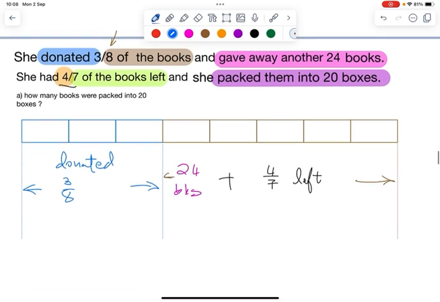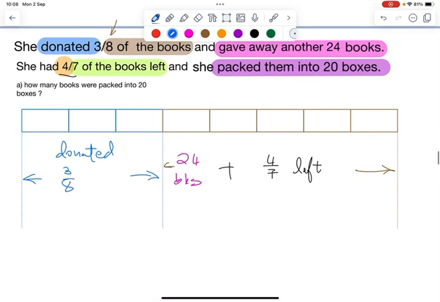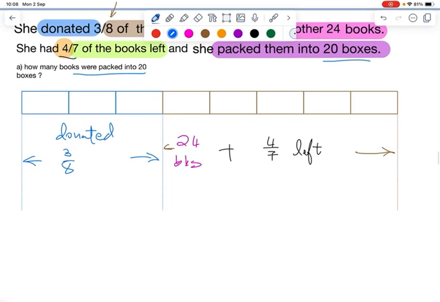Right, what else can we do from here? Next step, of course, you pack them into 20 boxes, and we are required to find the number of books packed into these 20 boxes. One thing for sure, the denominators 8 and 7 are not the same, so can we make them the same? The common denominator will be what? We have 3 over 8 and 4 over 7 here.